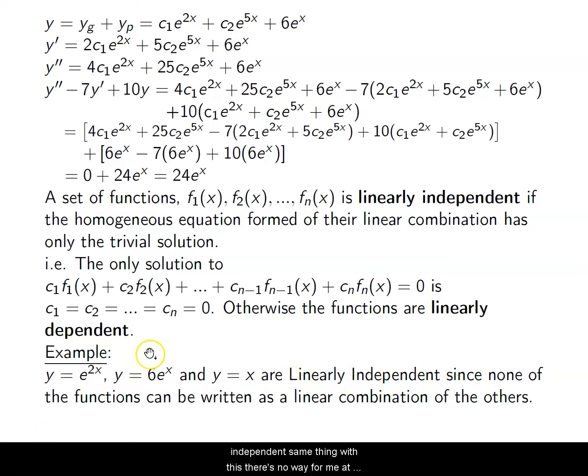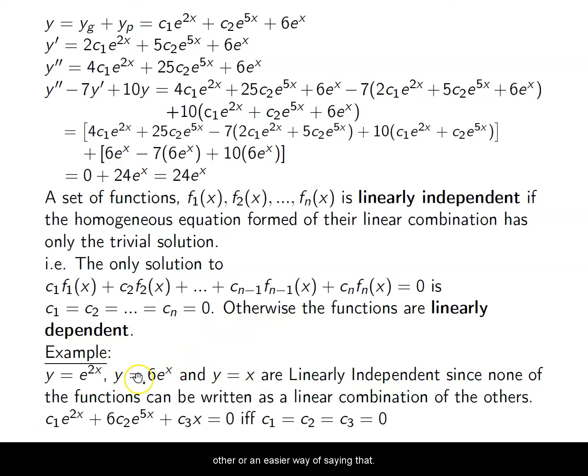So these are linearly independent. Same thing with this: there's no way for me to add this plus x together to create e to the 2x. Same thing with this function and this function: e to the 2x plus x times any multiple of x, like 3e to the 2x minus 17 over 5x, will never be any form of a constant multiple of e to the x. Never. So there's no way for me to combine any of these together to get one of the other ones, so they are linearly independent of each other.